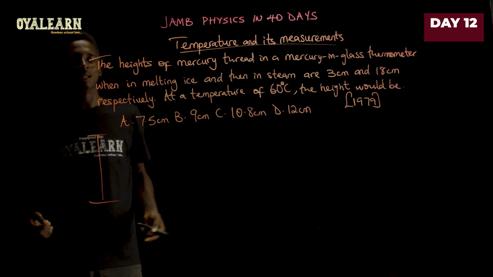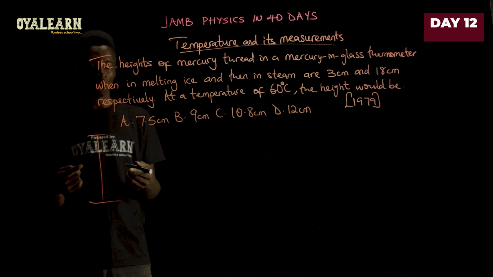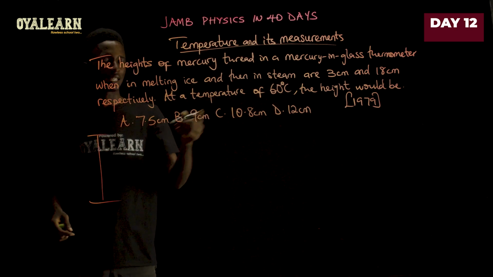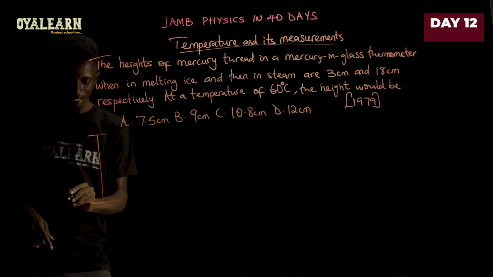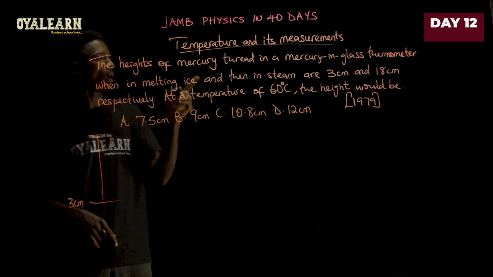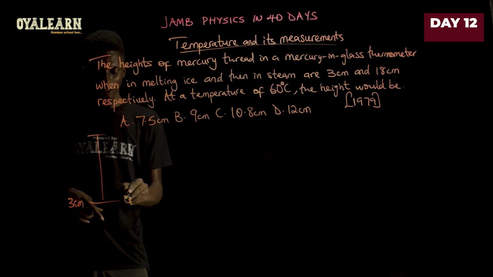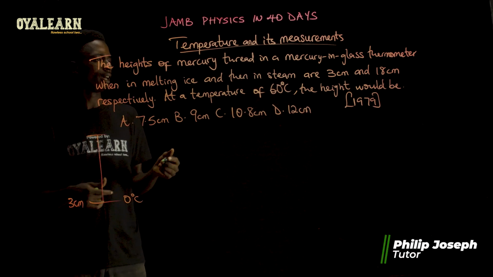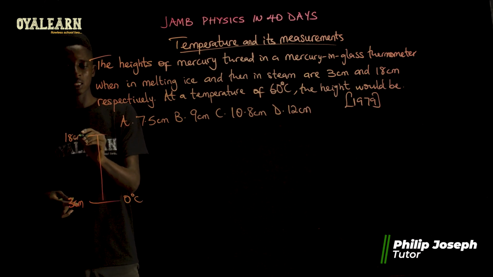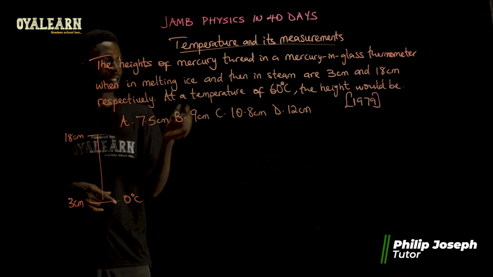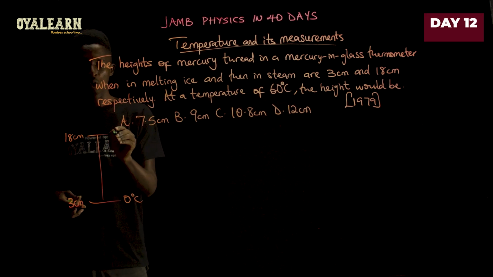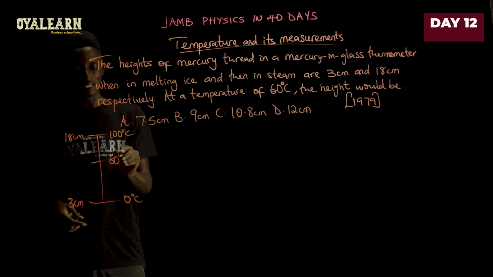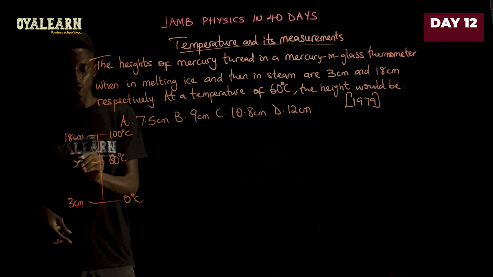Where the top will be the boiling point, the temperature of pure steam, and this will be the temperature of pure melting ice. So for the ice, we have 3 centimeters as the length of the thread, while for the Celsius scale, that would be 0 degrees Celsius. That's the equivalent, right? And then for steam, we have 18 centimeters, while the equivalent on the Celsius scale would be 100 degrees Celsius. Now we are trying to find the equivalent of 60 degrees Celsius. So let's call the unknown x.